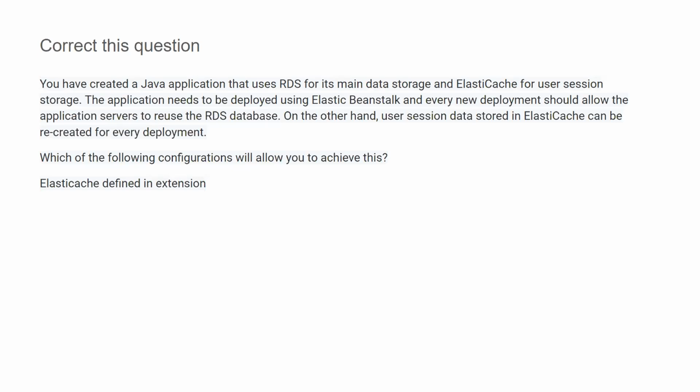Okay, I have to remember to correct this question when I see it again. You have created a Java outlet that uses RDS for its main. Yeah, I gotta remember to correct this.